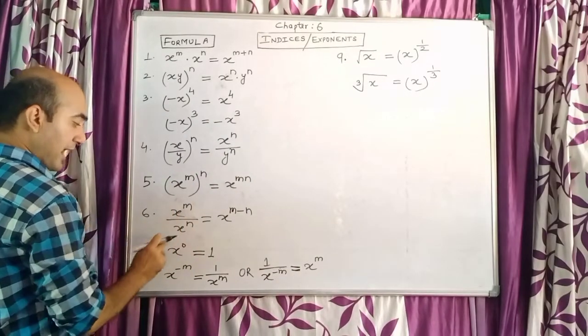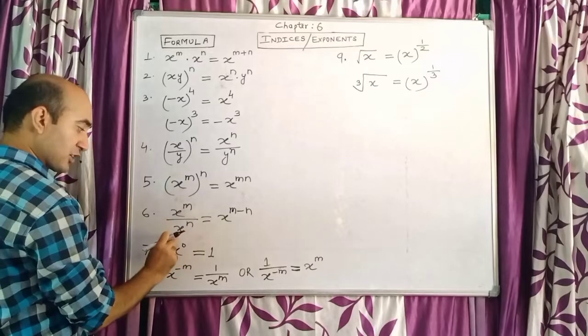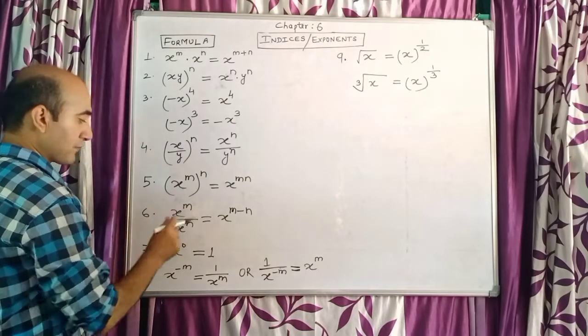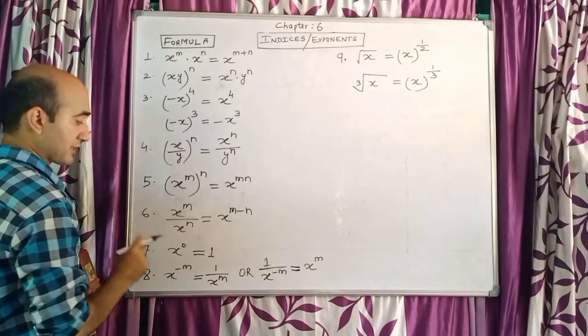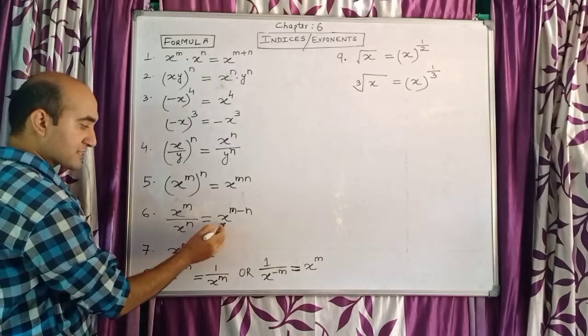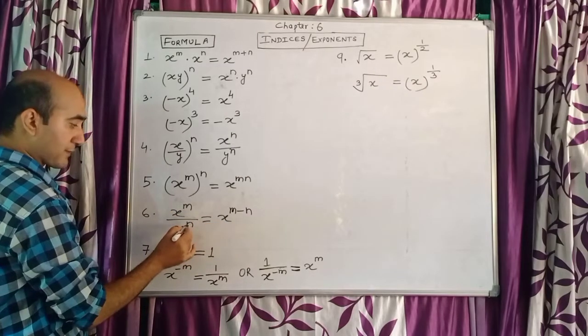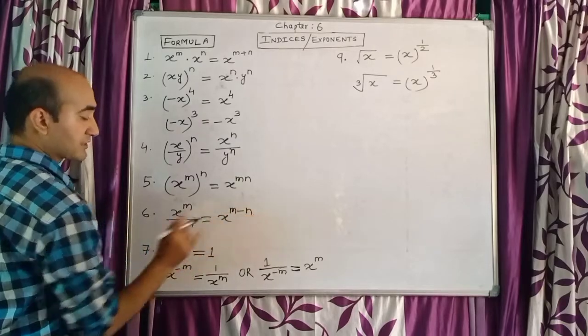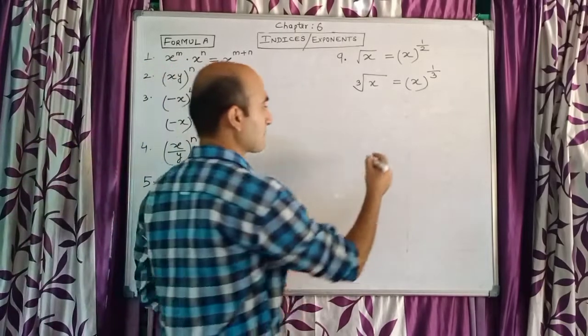x to the power m and the same x in the denominator, x to the power n. Both x are the same, but one is in the numerator, one in the denominator, and the powers are different. So what you have to do is write a single x and subtract the powers, the numerator power and the denominator power. This is our result. Very simple.